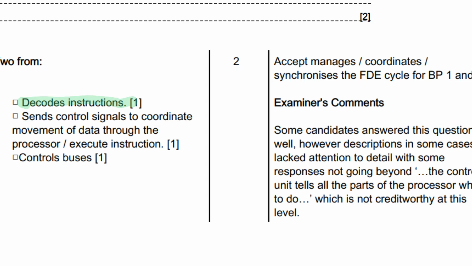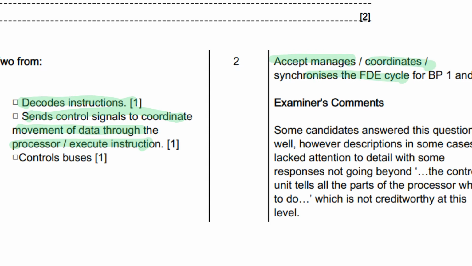Number 2, if I'm going to be frank, I think a lot of people gave this a good go, but weren't quite clear enough about what they were trying to say. So it says here, it sends control signals to coordinate movements of data through the processor, execute the instructions. Now, this is what I'm saying. It helps, do you see it? Except manages or coordinates the FDE cycle.